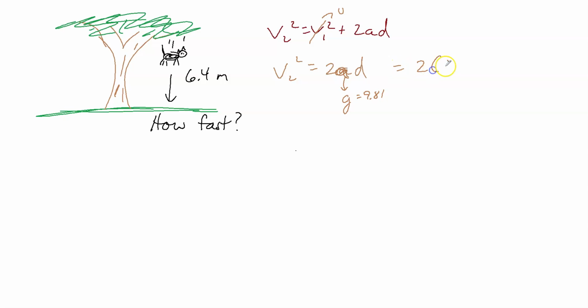So this would be 2 times 9.81 times 6.4. So I can multiply those all together, and I get a value. Don't forget to square root it. And if we square root the product of those three things, we'll get around 11.2 meters per second for the speed of the cat. Okay, so again, there's more practice using the new expression.